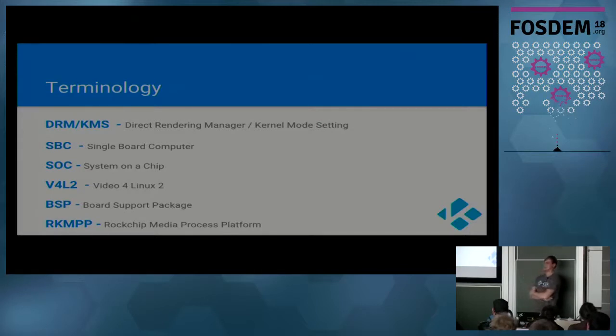Just a bit of terminology that I'd like to go over before getting into it. There's so many abbreviations in the Linux kernel stuff. So stuff you'll see throughout this, DRM KMS, this is the Direct Rendering Manager kernel mode setting. I assume most of you know what that is being in this graphics dev room, but we'll touch on that a bit later. SBC being single board computer. Devices like Raspberry Pis, and I brought a Dragon board here, but there's plenty of other stuff out there. System on a chip is a similar idea. V4L2 is the Video for Linux 2 subsystem in the Linux kernel. And then BSP being board support package. It's something that vendors supply with their single board computers. It's usually a static kernel release, and that's what you have to use. And then RKMPP is the Rockchip media process platform.